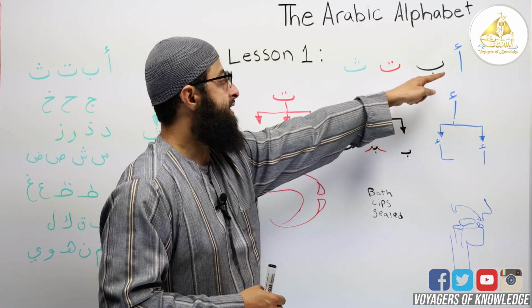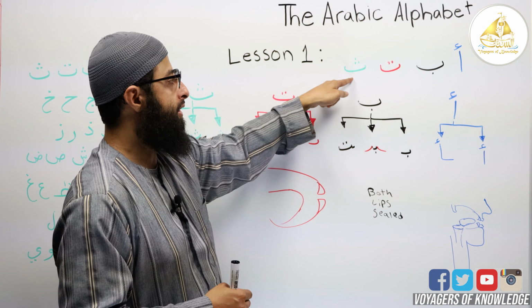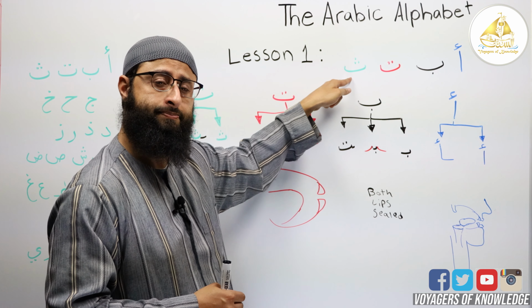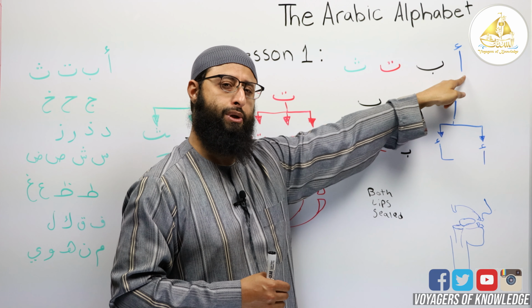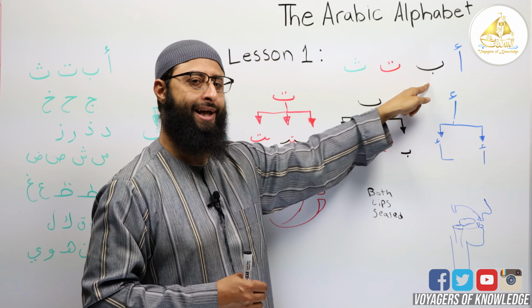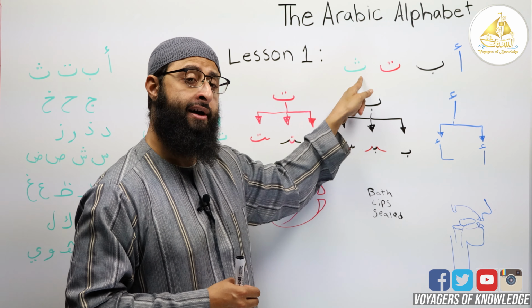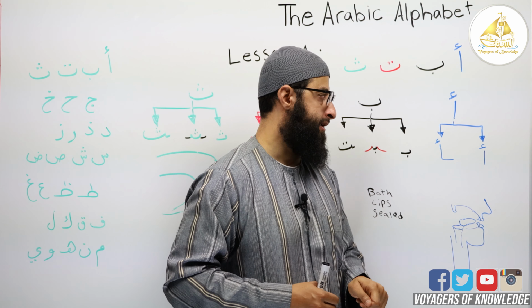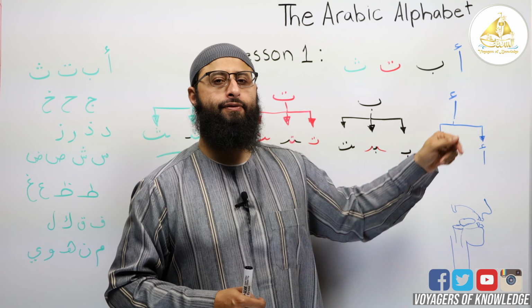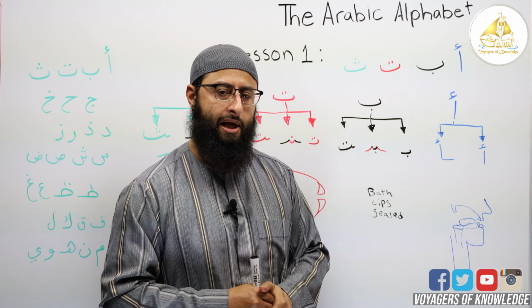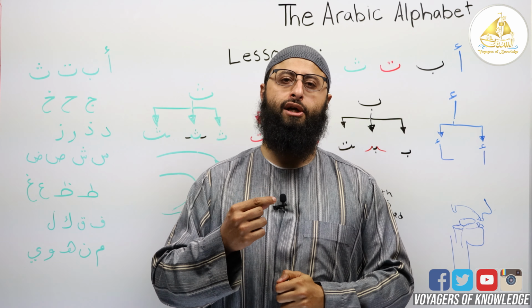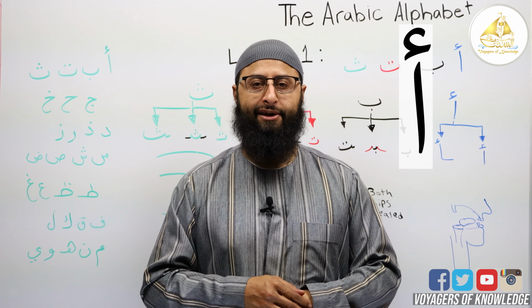So today's lesson begins with these first 4 letters of the Arabic alphabet. Alif, written in blue. Ba, written in black. Ta, written in red. And Tha, written in green. So let's start off with Alif, which is written in blue. How is it pronounced? I want you to say along with me, Alif.